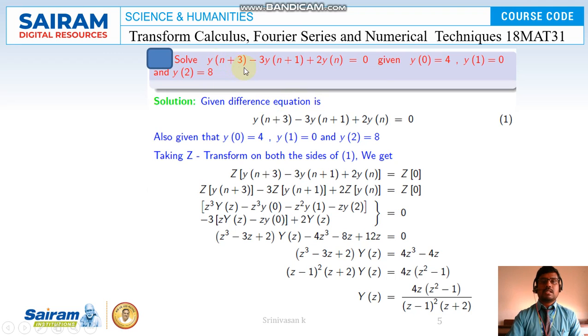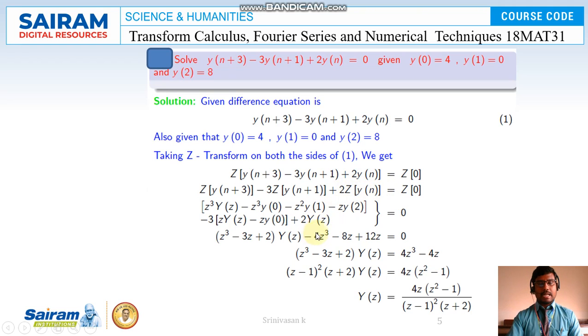y of n plus 3 minus 3 into y of n plus 1 plus 2 into y of n equal to 0. The given data: y of 0 equal to 4 and y of 1 equal to 0 and y of 2 equal to 8. Okay, first collect all the given data. Next we apply the z transform on each term, on both sides, and we can expand the z transform of y of n plus 3, y of n plus 1 and y of n.